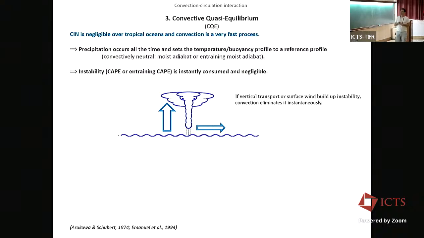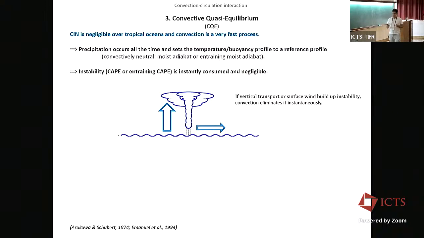Now, of course, when we think about actual convection, it never completely consumes CAPE because it's not the moist adiabat, that's a reference. So if you were to define an entraining CAPE, it would probably be more appropriate, except that we don't exactly know what the entrainment is and it varies in different situations. So it's not as easy to define as just CAPE.